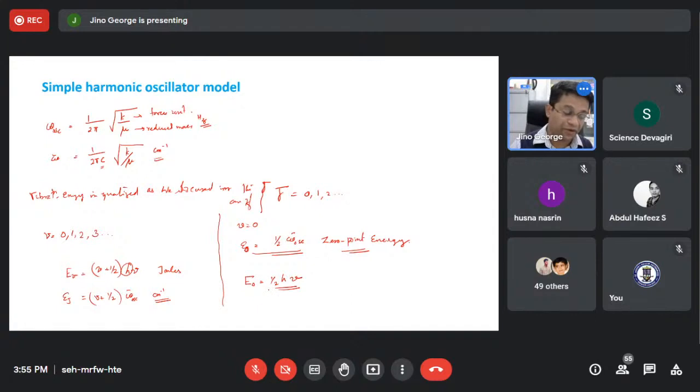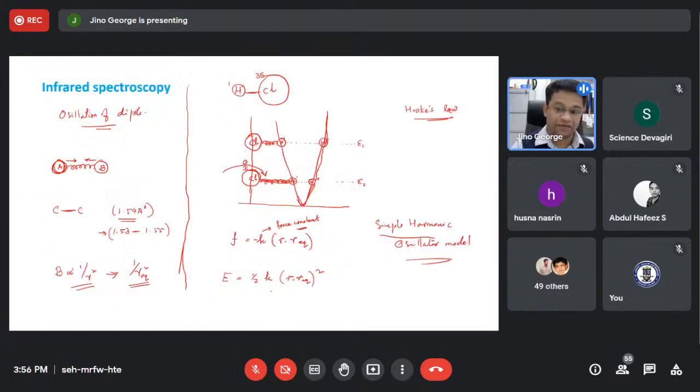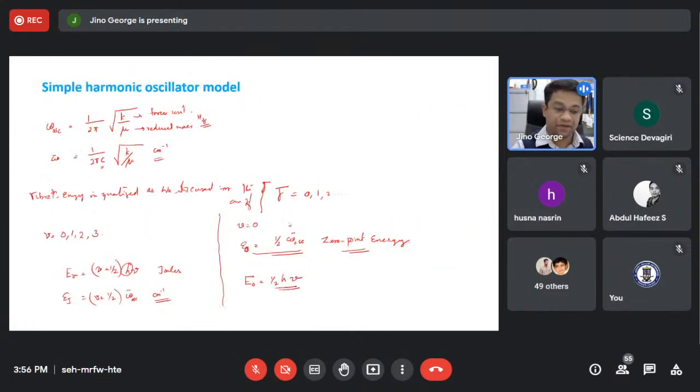Keep in mind, this is normally the question that you would expect in a class. I was asking: when J is equal to 0, your B will go immediately to 0, whereas in vibration, when v is equal to 0, you will still have some value. I will show you that in the next slide.